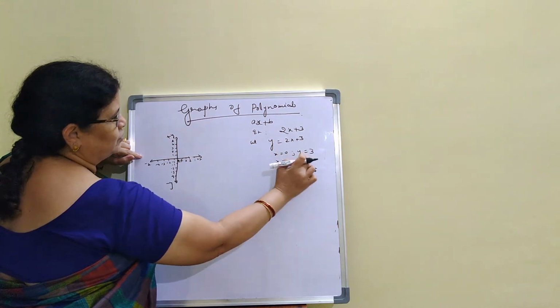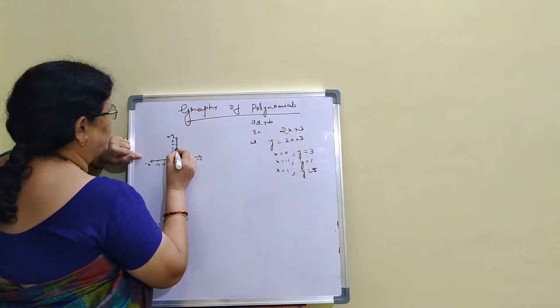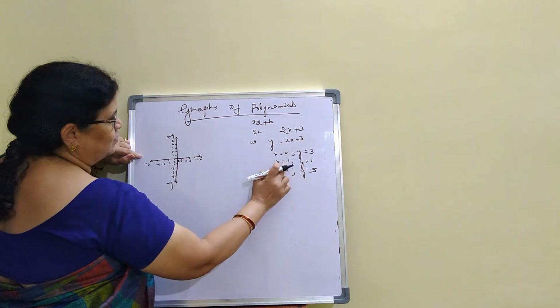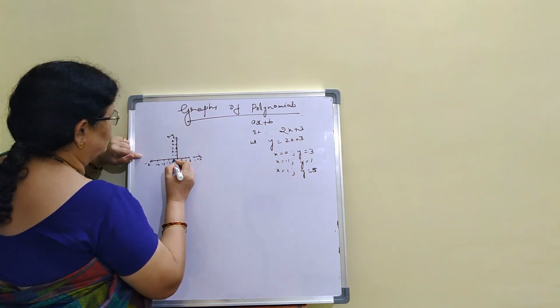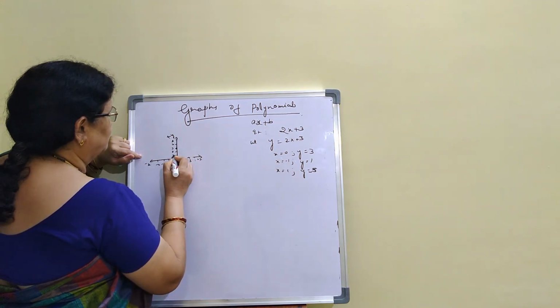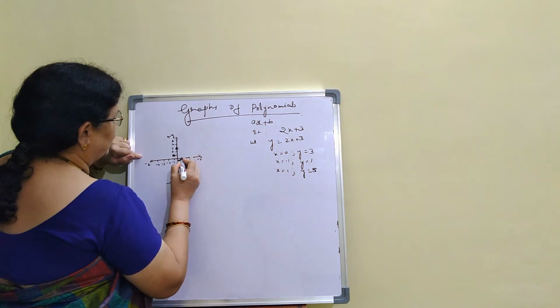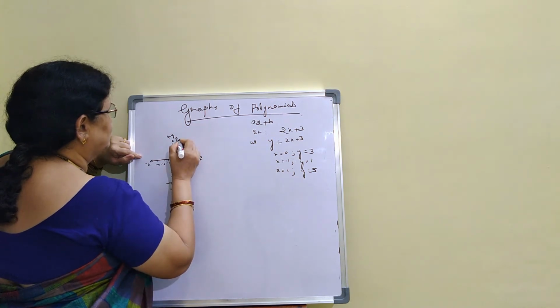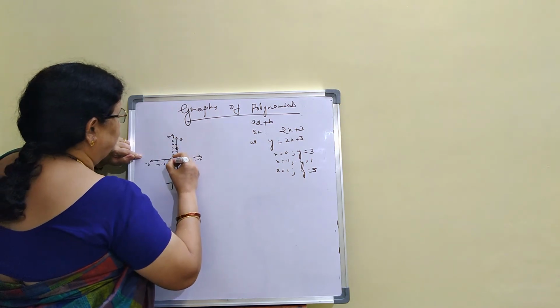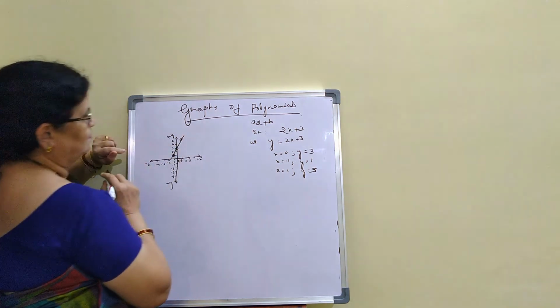When x is equal to 0, the first one let us take, y is equal to 3. So the point comes here. When x is equal to minus 1, y is equal to 1, and the point comes here. When x is equal to 1, y is equal to 5, and the point comes here. Join them, you get a straight line like this.